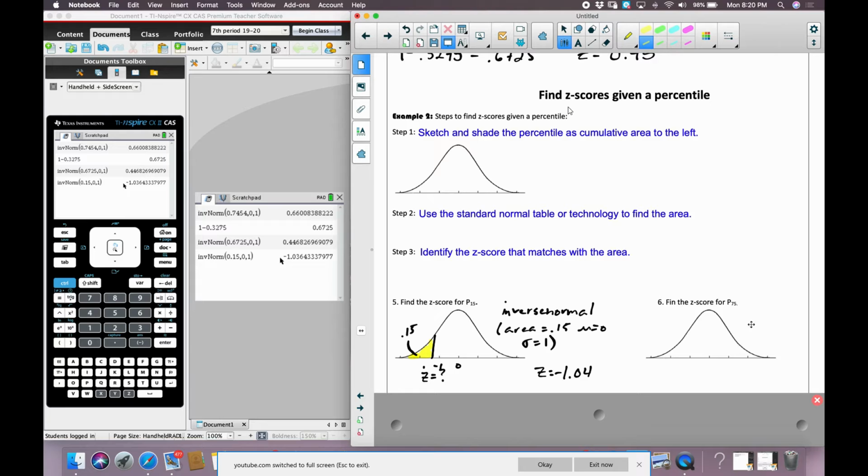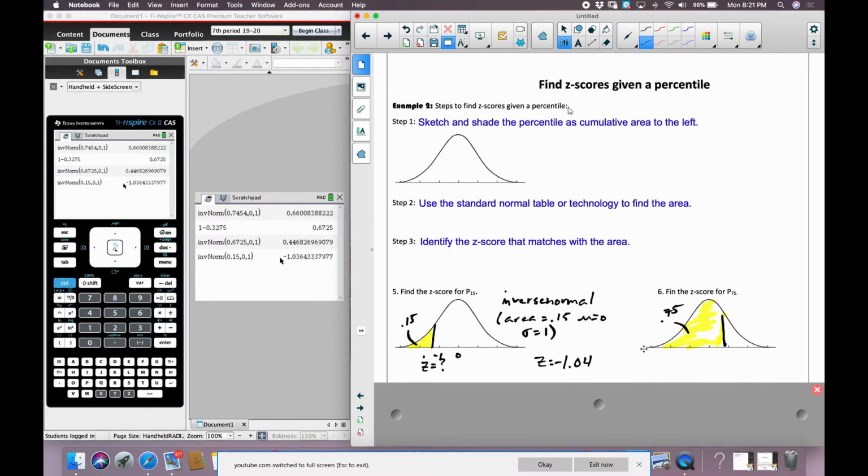Find the z-score for percentile is 75%. So I'm gonna, it's probably somewhere right around here. And then I'm gonna shade the area. That area should be 75% of the distribution. So again, I'm going to grab my calculator, I'm going to do inverse normal, get this z-score that bounds that shaded area.